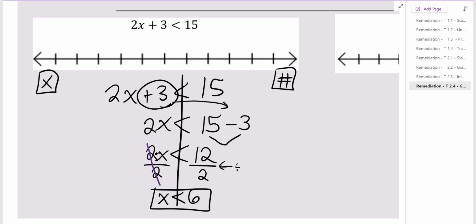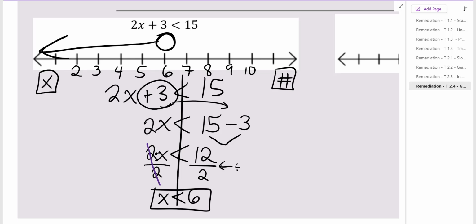So you can write the number 6 in the middle of the number line. It doesn't matter. So podemos escribir 6 en el medio de la línea de los números. Okay, so it's open and to the left. Está abierto a la izquierda porque el símbolo es menor que.